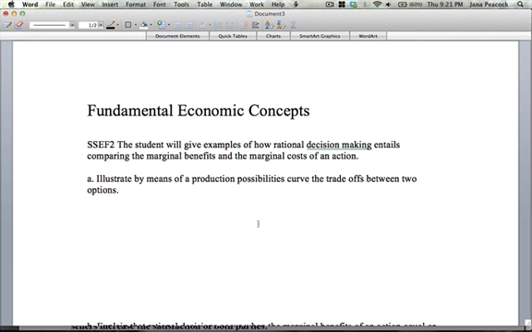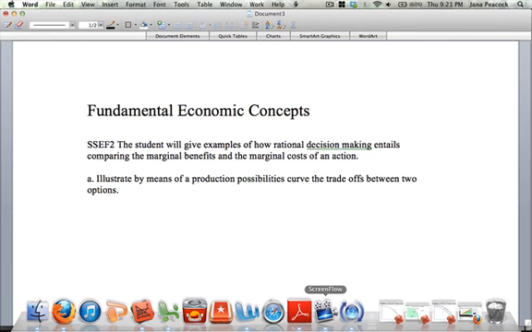Today we're talking about SSEF2. The student will give examples of how rational decision making entails comparing marginal benefits and marginal costs of an action. And we're looking at SSEF2A today: illustrate by means of a production possibilities curve the trade-offs between two options.